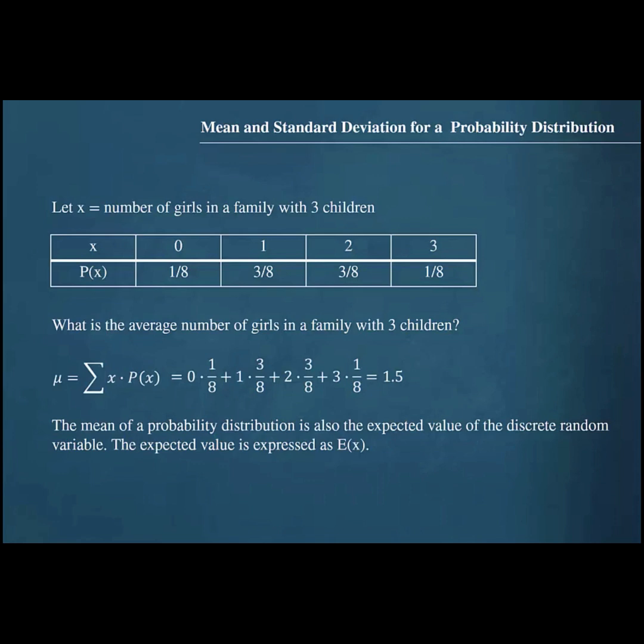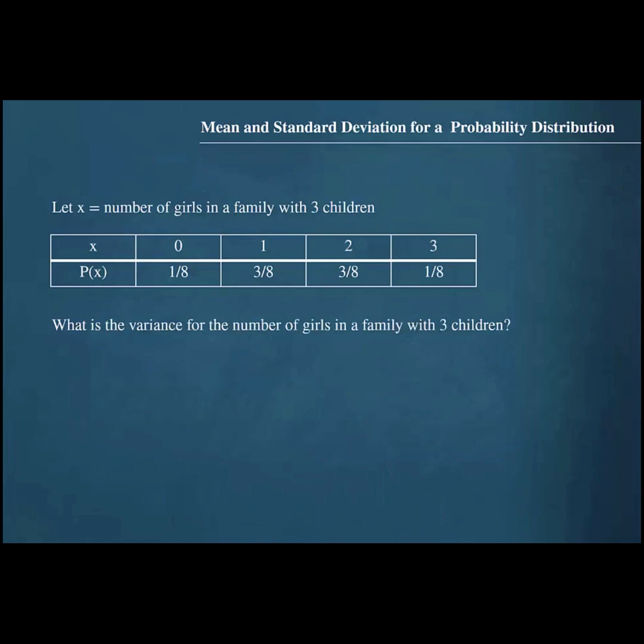The mean of a probability distribution is also called the expected value of the discrete random variable. Expected value is expressed as E of x. So we can also interpret this result by saying that if infinitely many families with 3 children were observed, then we would expect an average of 1.5 girls per family.